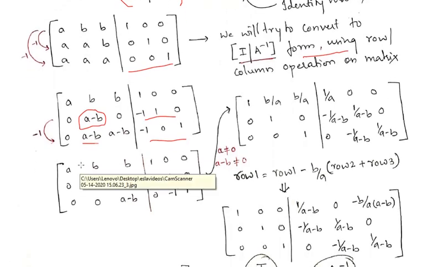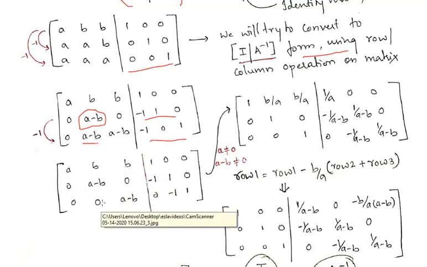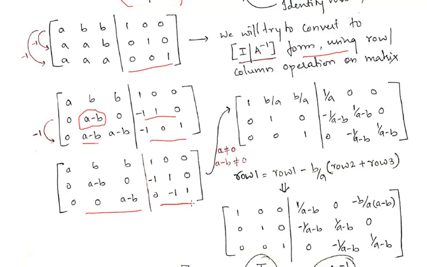What we'll get here is A 0 0, B A minus B 0. Okay, what I'm doing is multiplying -1 with row 2 and then adding it to row 3. So we'll get this matrix here, and similarly the same operation should be performed on this identity matrix also. So now what you've got is A B B, 0 A minus B 0, 0 0 A minus B.